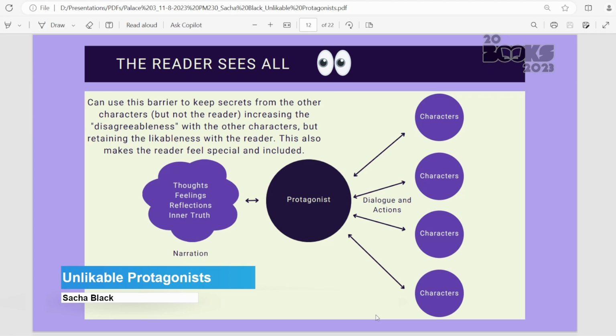Oh yes, and this is the other point. You can use this to keep secrets from the other characters that the reader is then let into. And that's literally by using the protagonist's narration to either confess secrets or show that ambiguity or them questioning themselves. Okay.